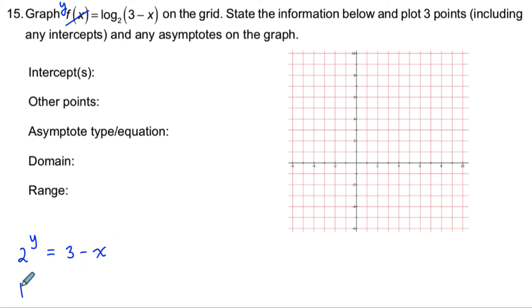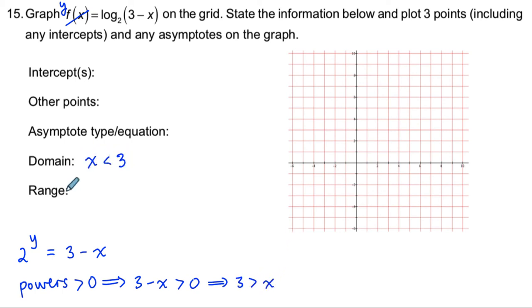Now we know that powers must be positive, and so powers being positive means that 3 minus x must be positive, which means that 3 is greater than x. So our domain is going to be x less than 3. The range is the set of y values. I see a lot of people putting x contained in when you're finding the range. Make sure that you're using y for the set of range values. Since y is in the exponent and there are no restrictions on exponents, y can be anything. So y is contained in the reals.